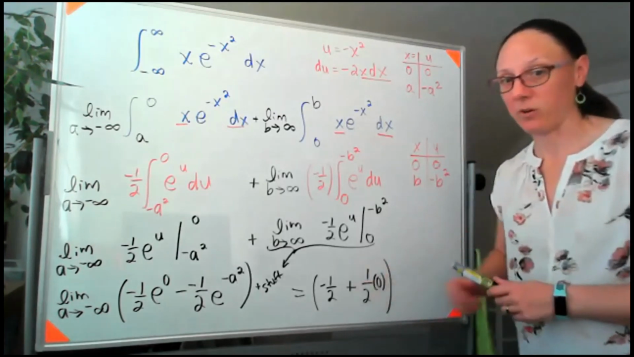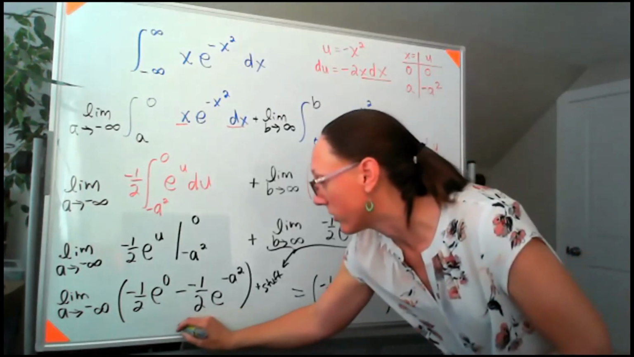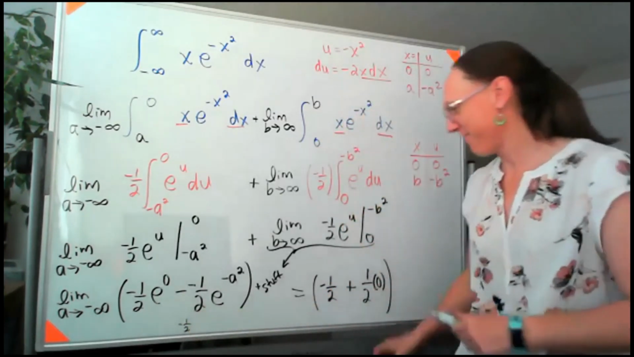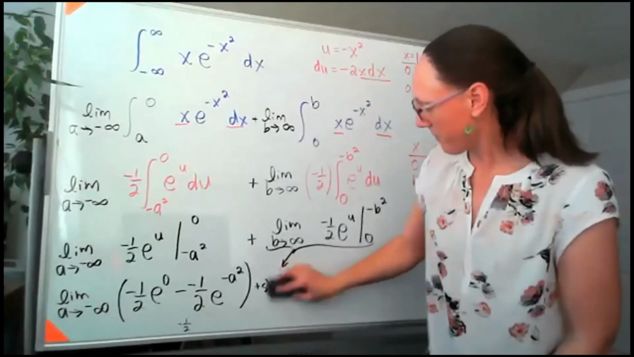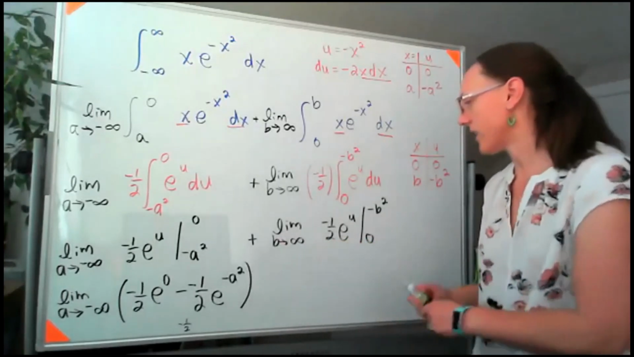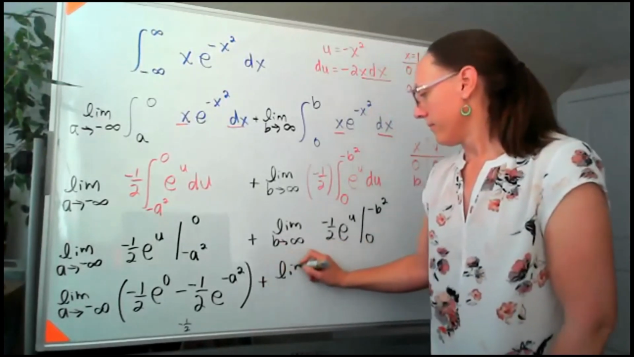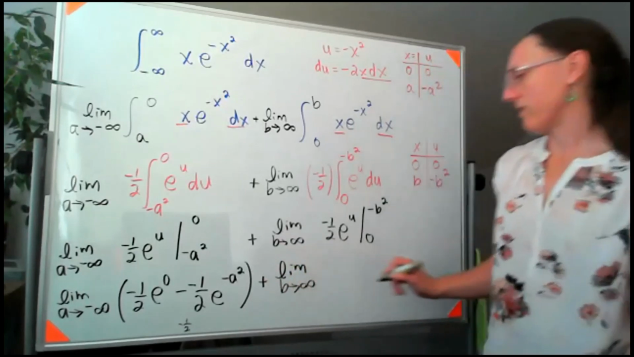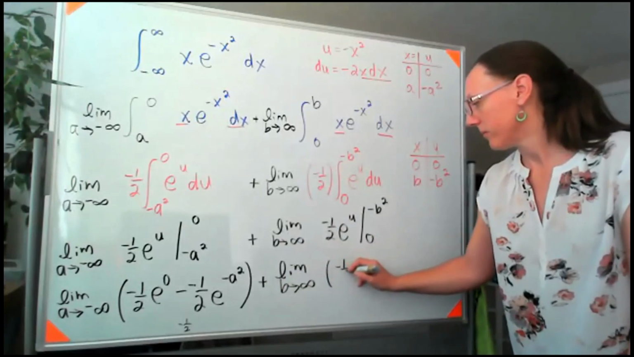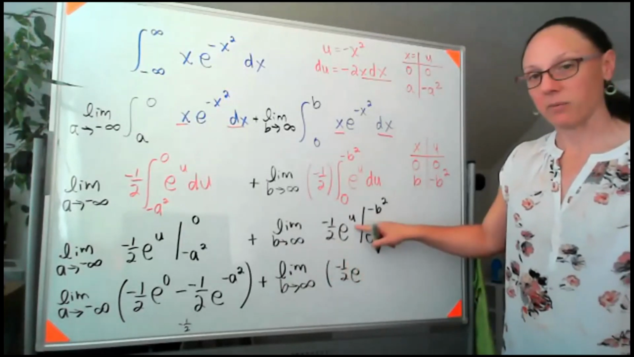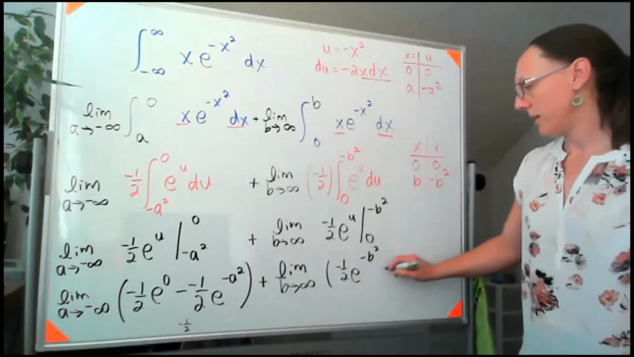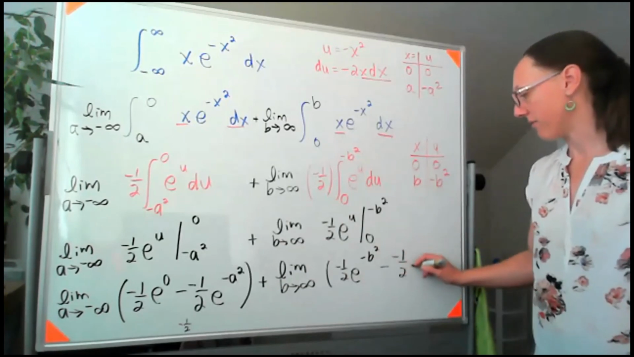So now that we know what the answer is, I'm just going to write it really small under here. That part became -1/2. Now, let's look at this. So we've got the limit as b approaches infinity. We've got our -1/2 e to the, and now I'm going to plug in -b squared minus -1/2 e to the 0.